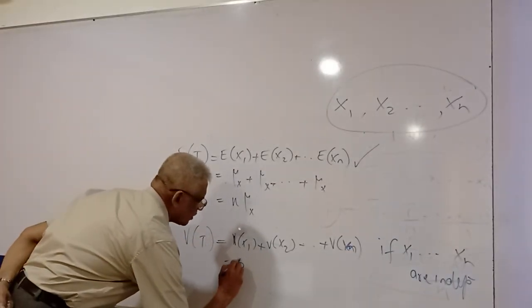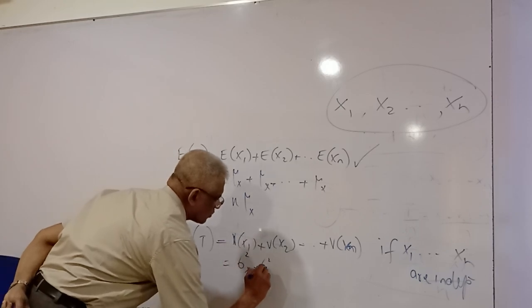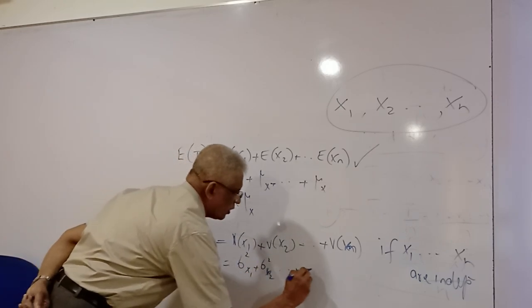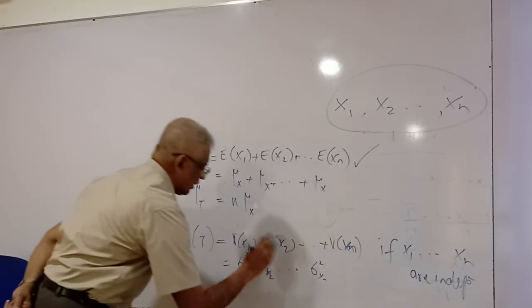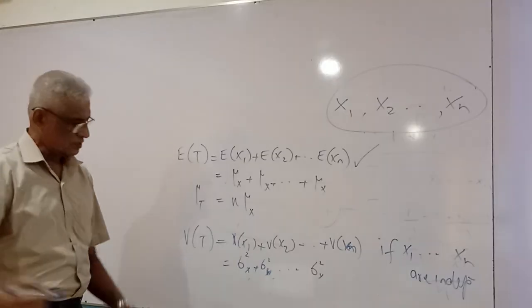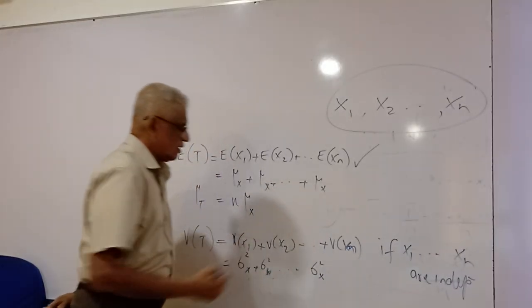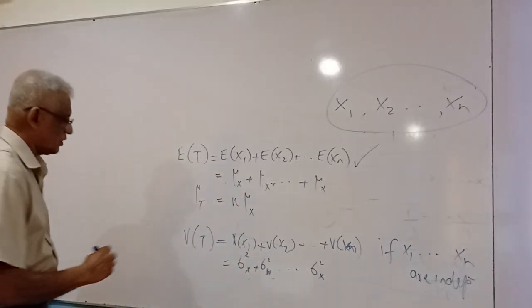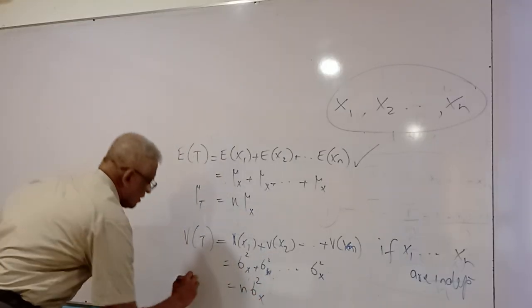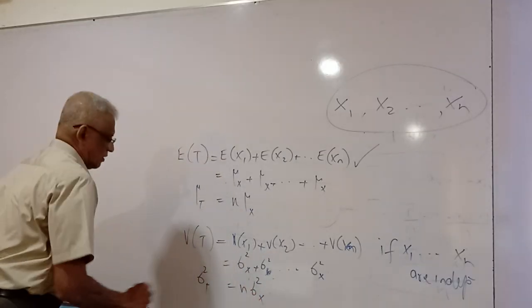So therefore this is sigma square x1 plus sigma square x2 up to sigma square xn. But all these are coming from the same distribution, therefore all the variances are the same, so let us denote it by sigma square x. So therefore this is equal to n times sigma square x. Sigma square t is equal to this.